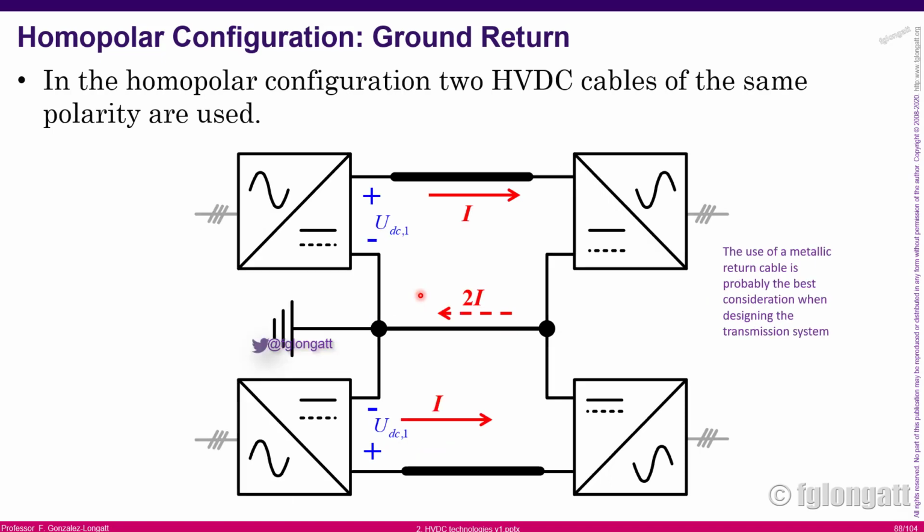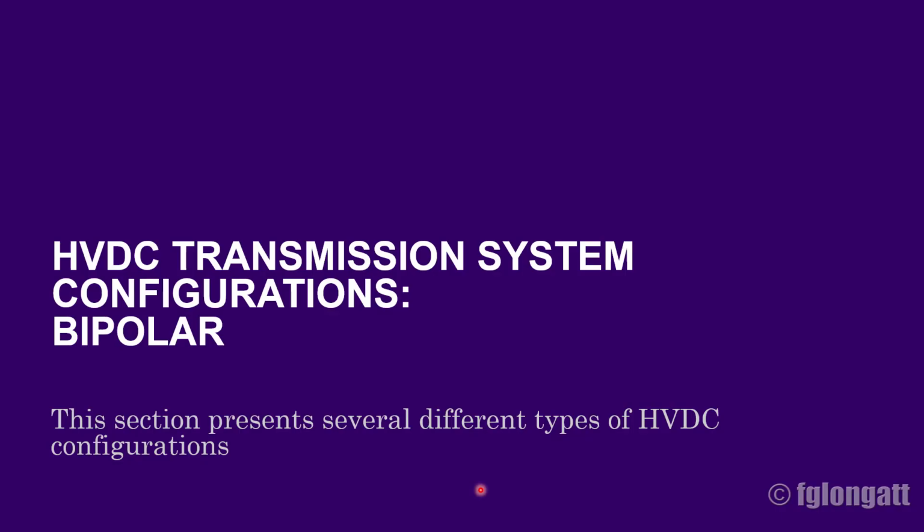What is interesting of this configuration is that the cables that we use here and there have the same polarity, okay? In this case, we are saying that the polarity is positive on the top and positive on the converters below, okay? Okay, here we have the bipolar configuration.